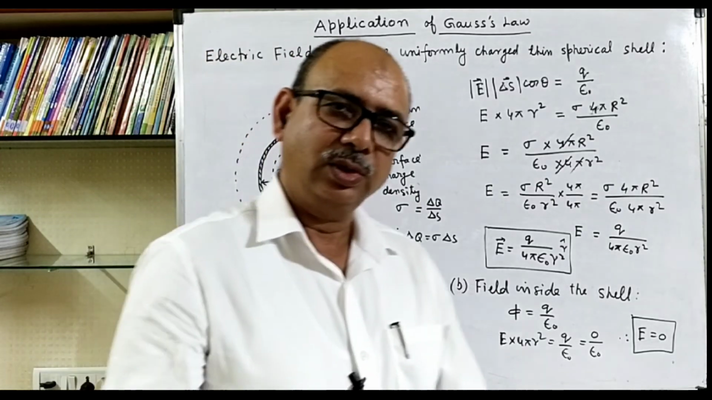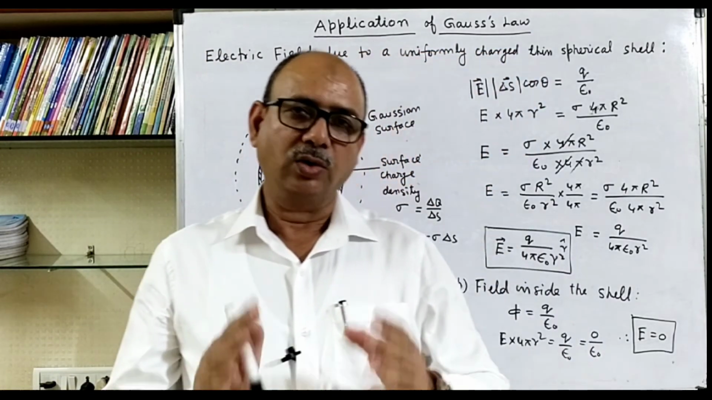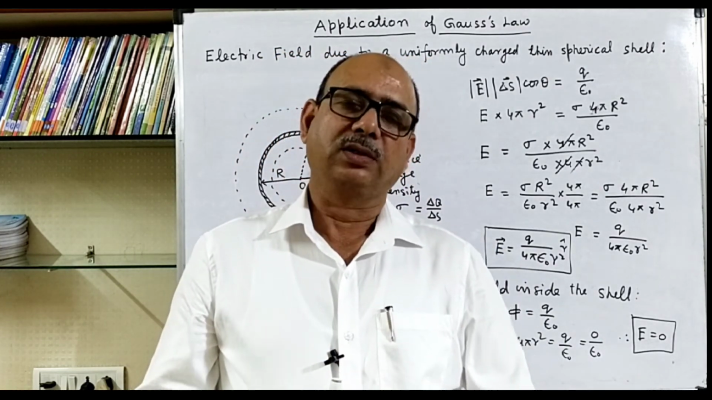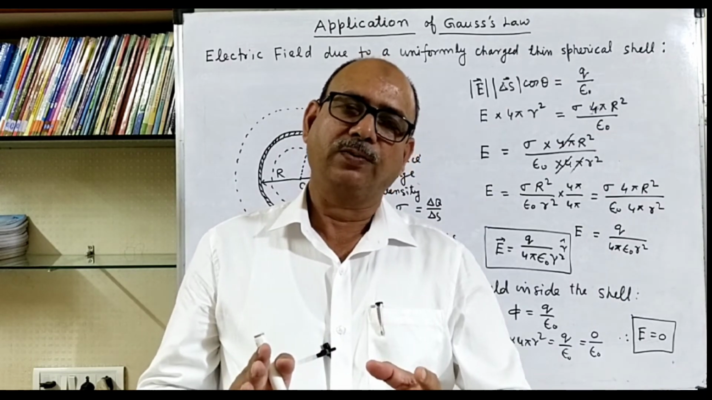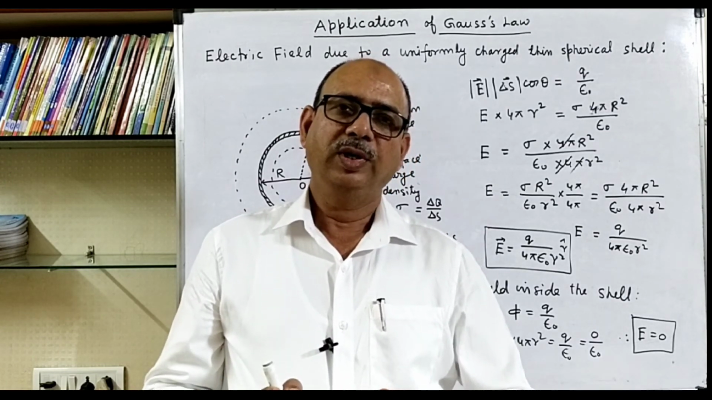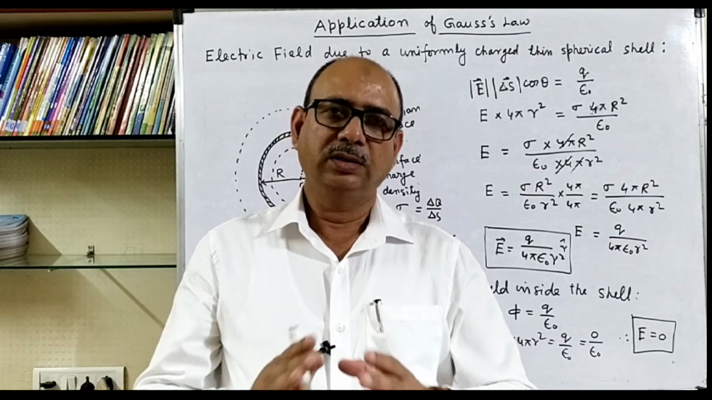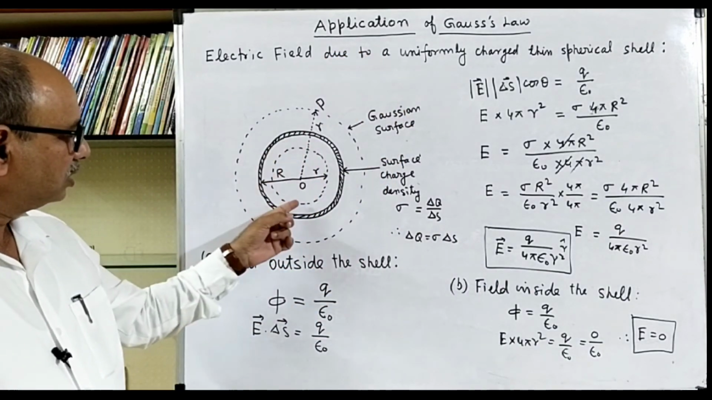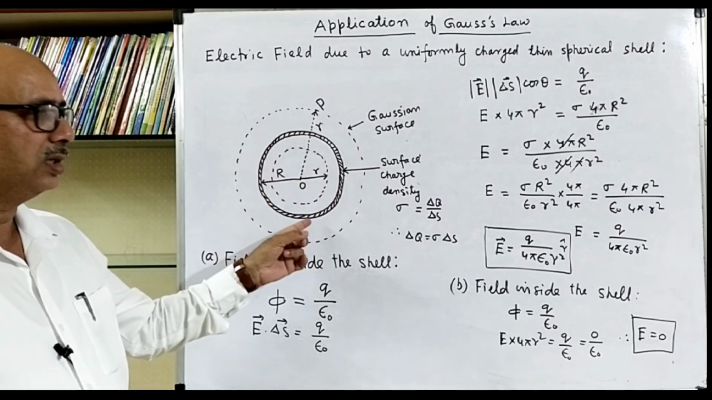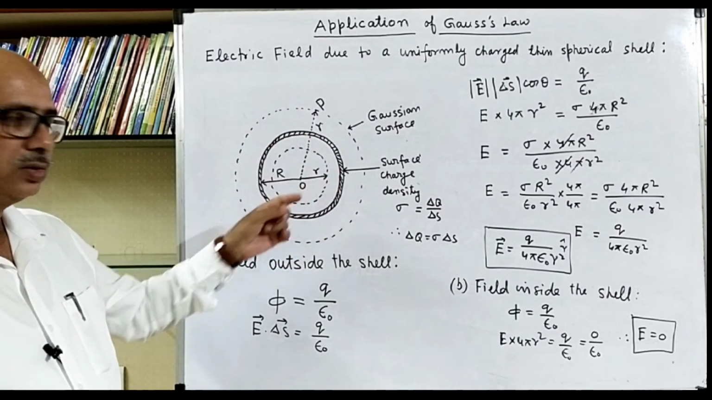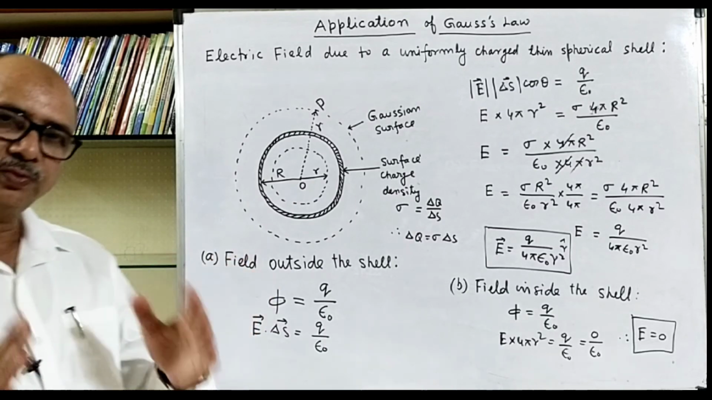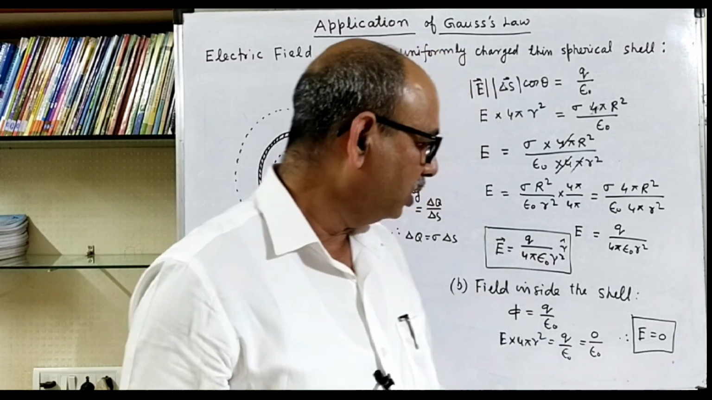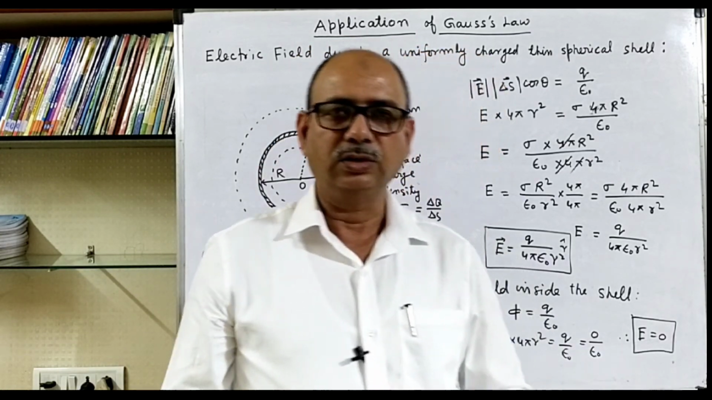And this is actually what we get from the Gauss law, that the total electric flux passing through a closed surface will be 0 when there is no charge contained inside the closed surface. Because here in this case the closed surface is inside the spherical shell, there is no charge inside this Gaussian surface, and therefore the flux will be 0. When flux is 0, then electric field will also be 0, and that's why here the value of E is 0.